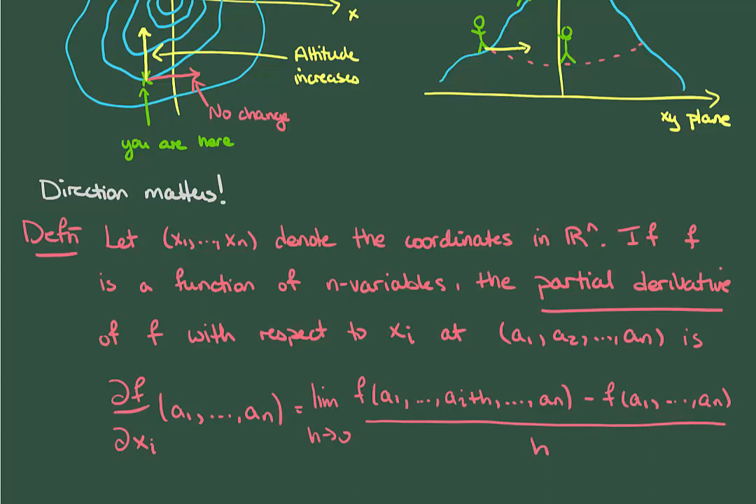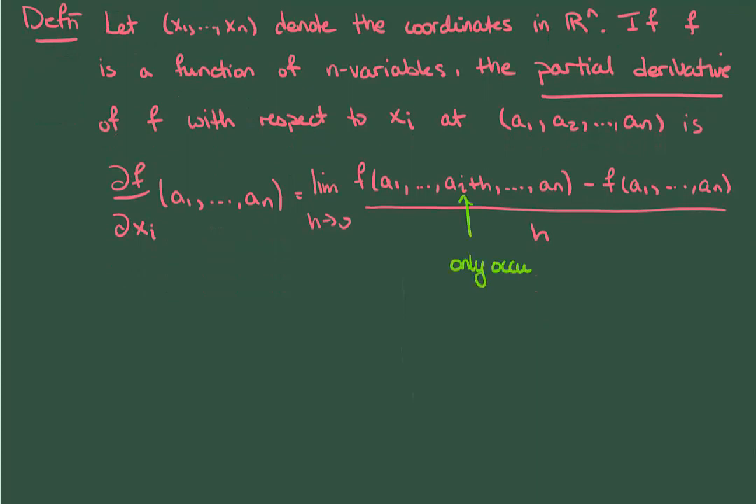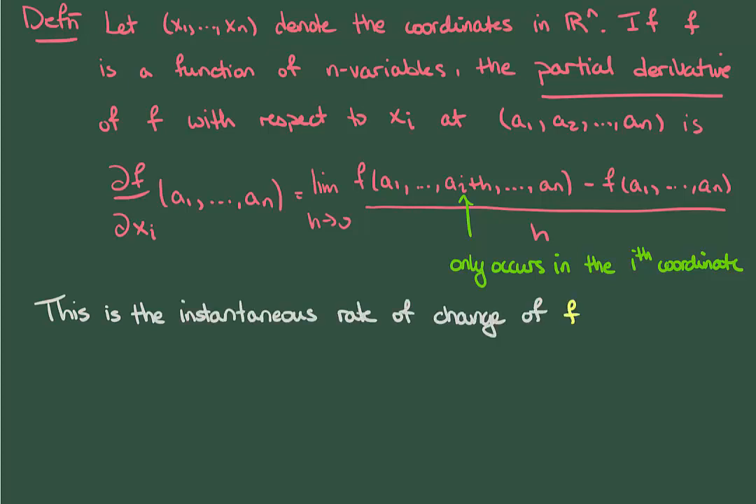A few things to talk about. The first is these weird curly d's. Instead of df dx, we will say partial f partial x to indicate that this is a partial derivative. The other is that this looks like the definition of the derivative, except there are a bunch of variables that are just coming along for the ride. And importantly, this plus h term only occurs in the ith coordinate, that is, the coordinate with which we're finding the partial derivative. And what this represents is the instantaneous rate of change of the function f if we travel in the xi direction.